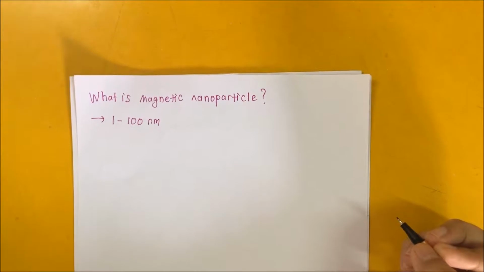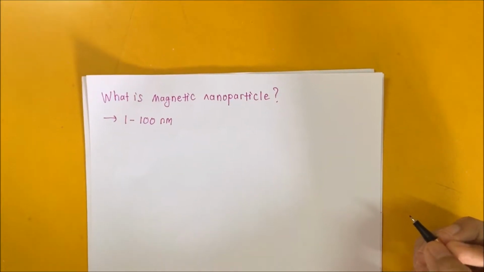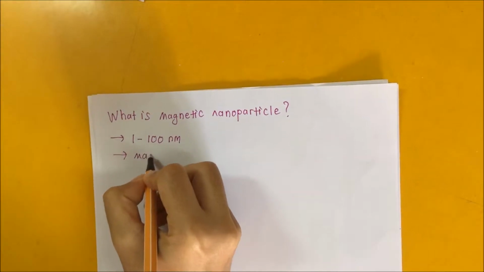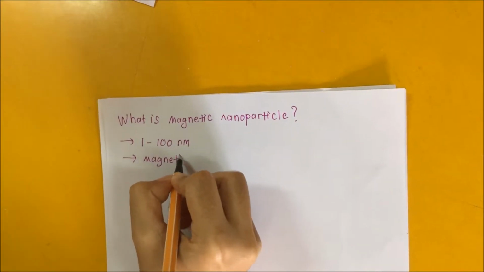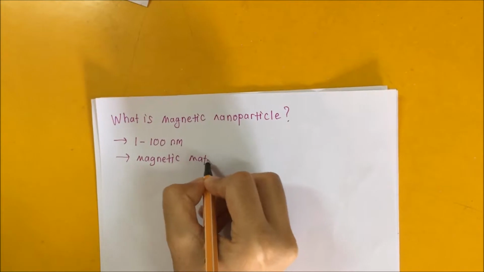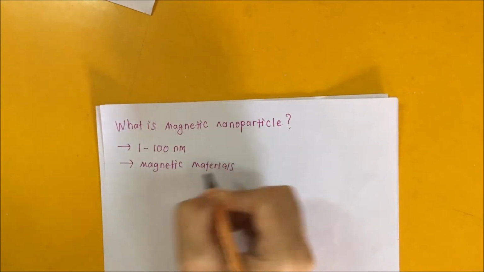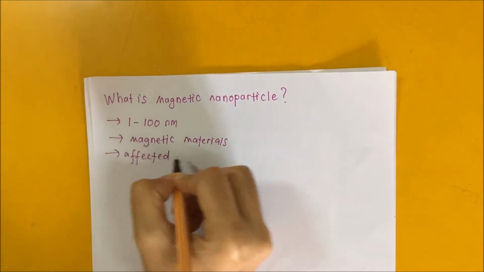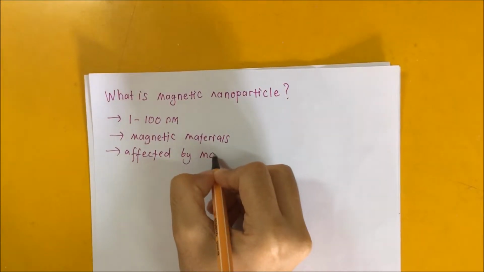Magnetic nanoparticle is a material ranging in size from 1 to 100 nanometers. It is a material made from magnetic material. It can move by applying a magnetic field, which means that it is affected by the magnetic field.